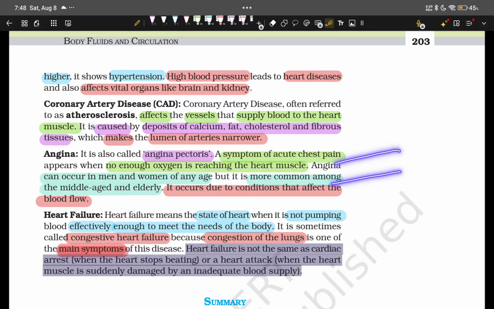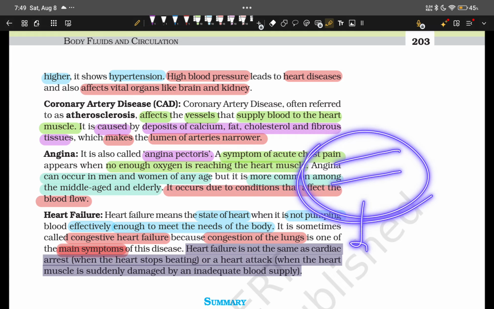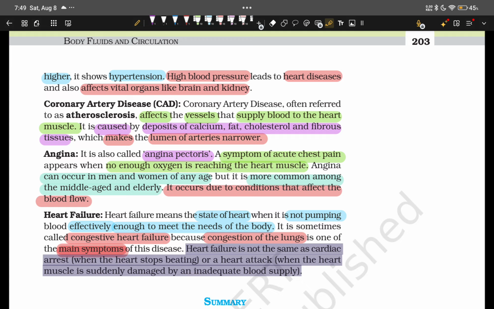So the vessels which are called coronary, NCERT mentioned that there is a coronary system of blood vessels exclusively for heart. That blood vessel supplies blood to the heart. Now that vessel is affected in this disease. How is it affected? Basically, there are deposits of calcium, fat, cholesterol, or fibrous tissue in the vessels that will block the vessel. These depositions will block the blood flow. They'll make the arteries narrower, and that's the disease.